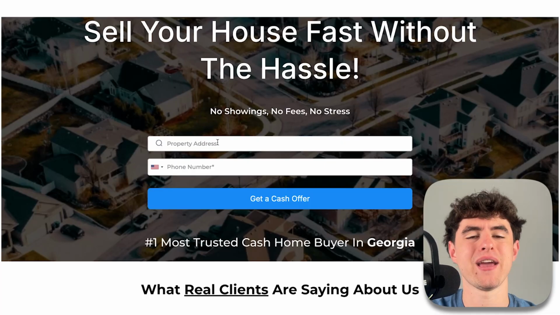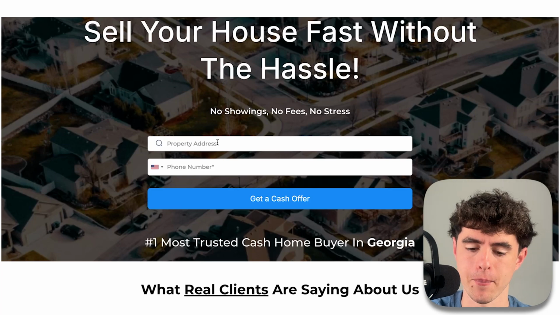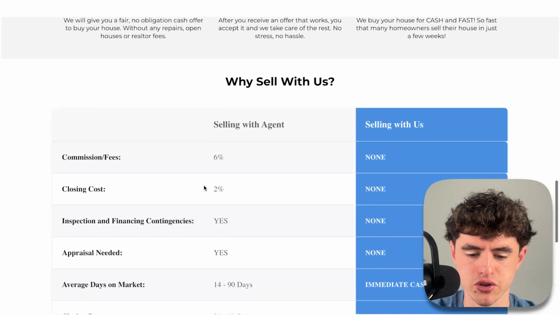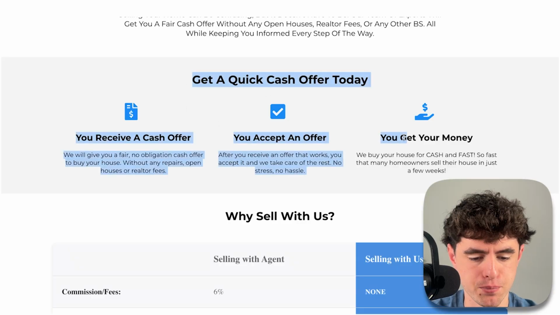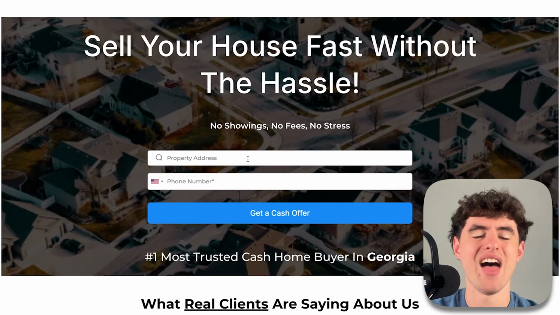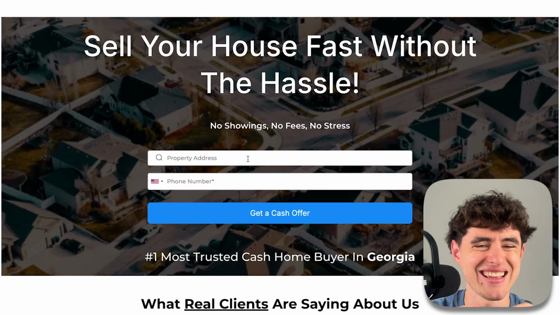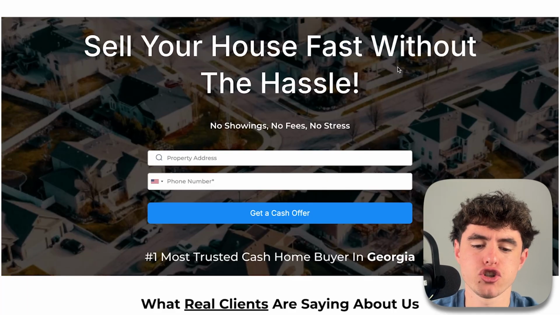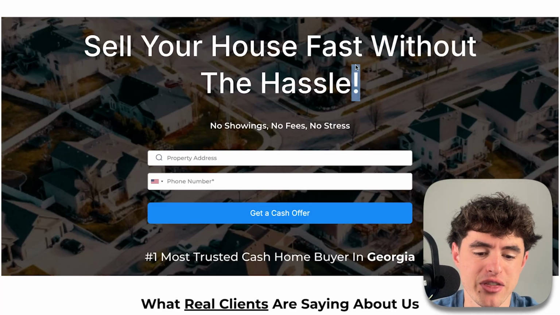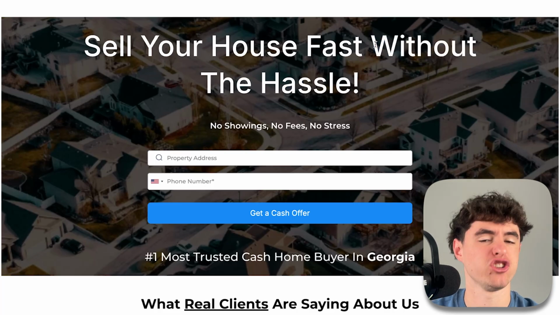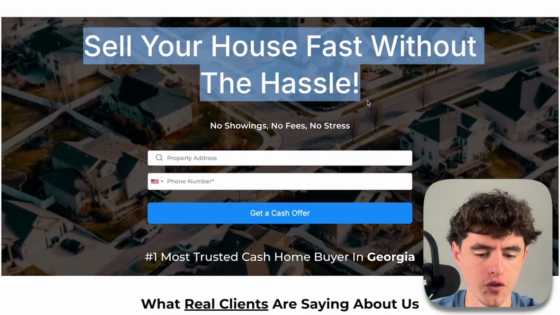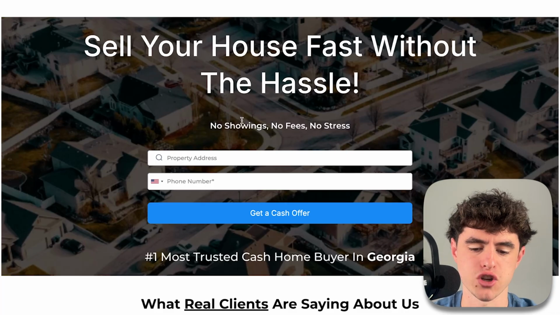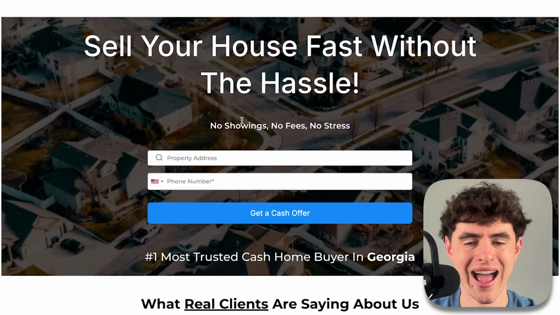And then on the second page, this is where you can add a secondary form. But the point is just adding case studies and testimonials, why sell with you, the process of selling, etc. And this is going to streamline the process insanely, because "sell your house fast without the hassle" is touching on two things: fast, which is the timeline, and without the hassle, which is the effort associated with selling. So if you can solve these problems, this is the copy, these are the people you're looking for. No showings, no fees, no stress: all the objections people have.